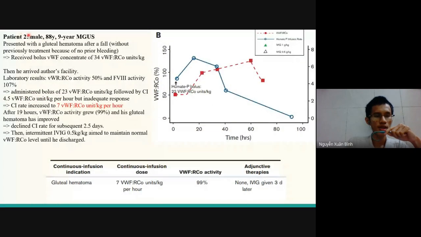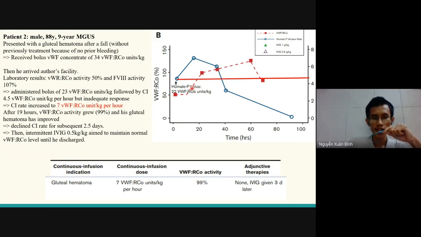Now we turn to patient 2, a man. After a fall, he had a gluteal hematoma and came to a hospital. At this hospital, he received a bolus dose of von Willebrand factor concentrate, 34 units per kilogram, and then he came to the outside facility. At this time, the laboratory test showed his von Willebrand factor activity was 50. You see here, it is not adequate, and his symptoms did not improve, so they decided to give him a bolus dose of 23, and the CI rate was 4.5 units per hour.